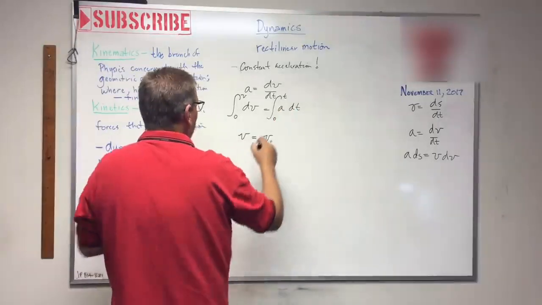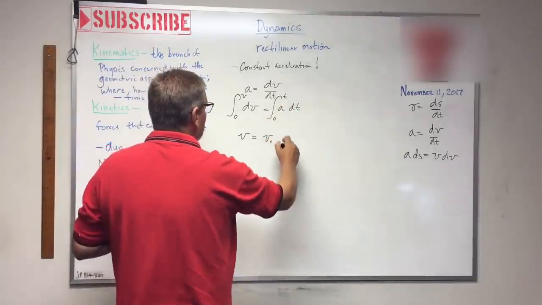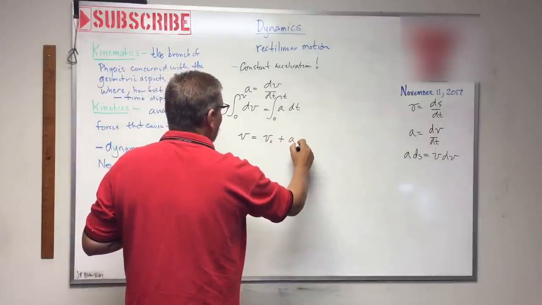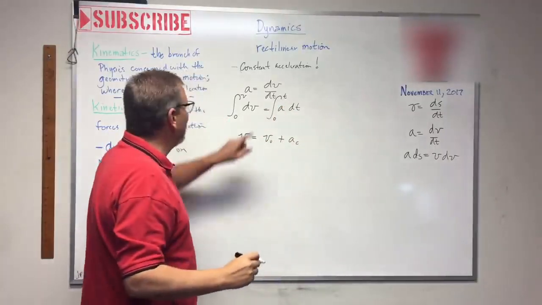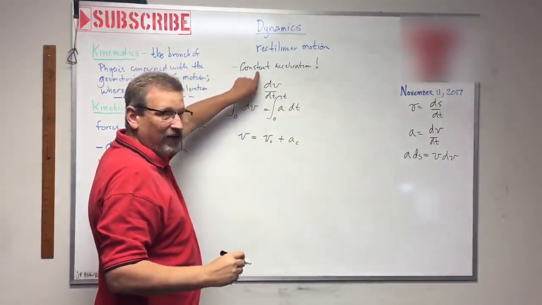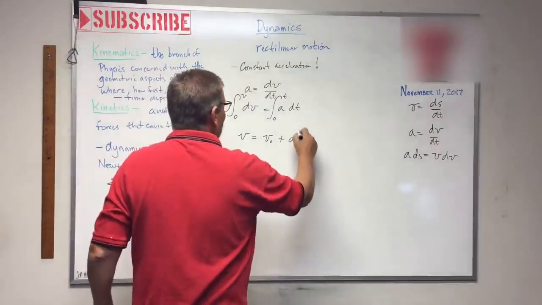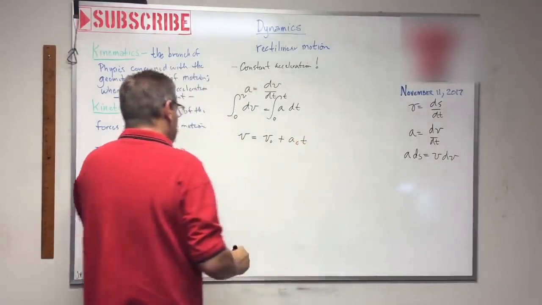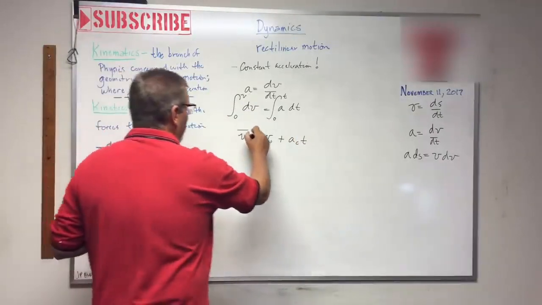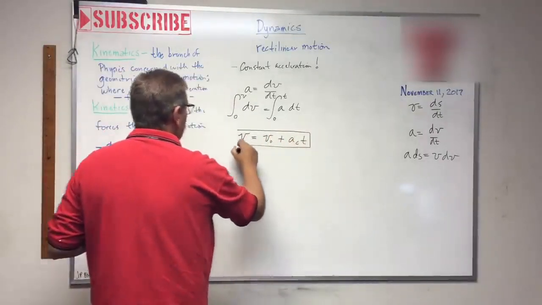And then that is going to turn into what? A is just a constant. So plus a, and we'll put a little c there to remind ourselves that that's not just any acceleration, it's constant, okay? Times t, right? We get a t in there. So there is equation number 1, okay?